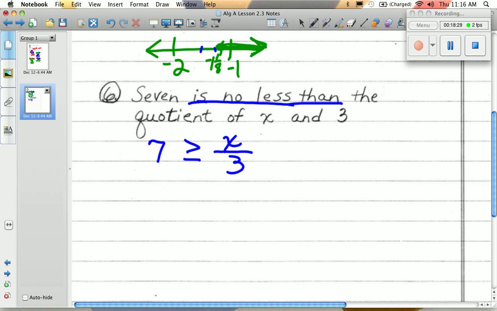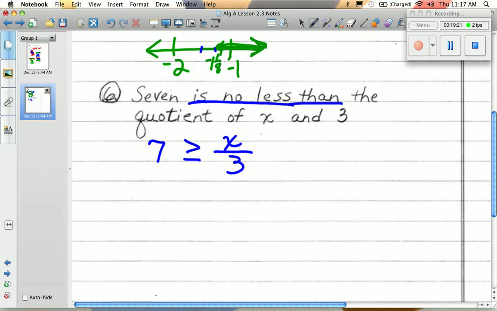So maybe we could go at this a little bit backwards. The quotient of x and 3, that's what we have over here. We have 7 on the other side, and it says is no less than. They use the words less than. How come our symbol is greater than, Josh? If 7 is no less than, what does it have to be? It's going to be more than, right? If it says it is no less than, then it has to be more than. So it's kind of like saying, we want the opposite of that. If it can't be less than that, then it's got to be greater than that. So this is the correct setup.